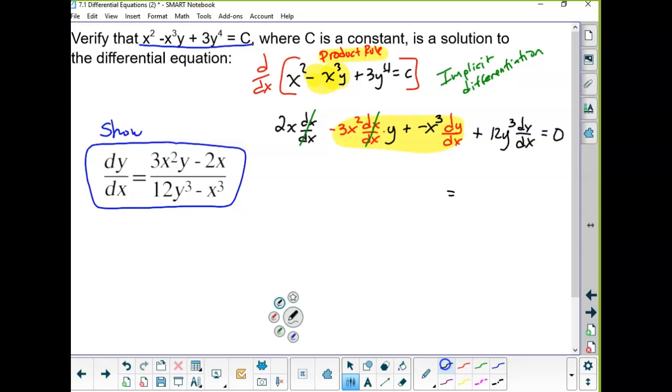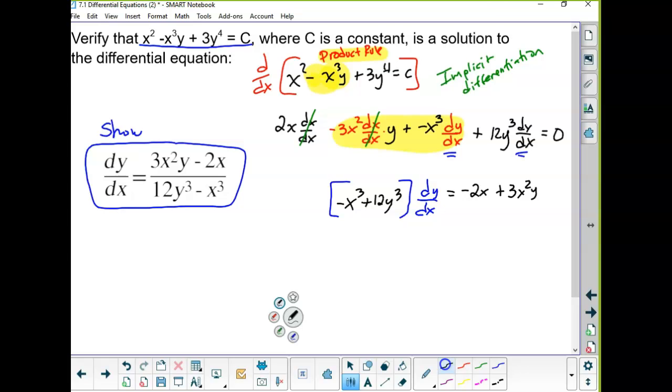So I don't have a ton of room, but I'm going to actually take the 2x and subtract it over. I'm going to take this negative 3x squared times y, and we're going to add it over to the other side. And then what's left over here is the two items that didn't move over to the right side have a dy dx in them. And that's where we factor that out. So what's left over? I've got a negative x to the third and a 12y to the third. So we factored out the dy dx, and that's our goal, right? Is to get dy dx by itself.